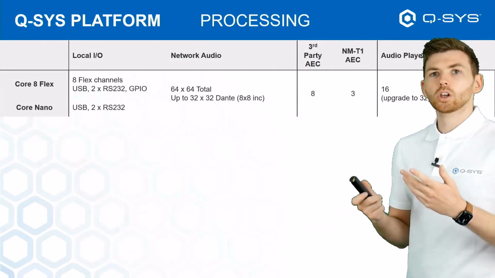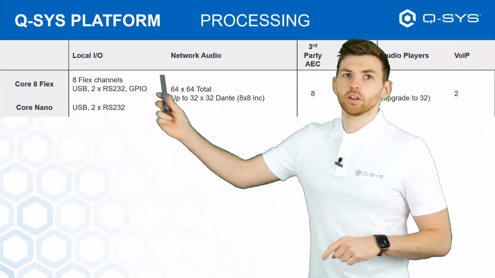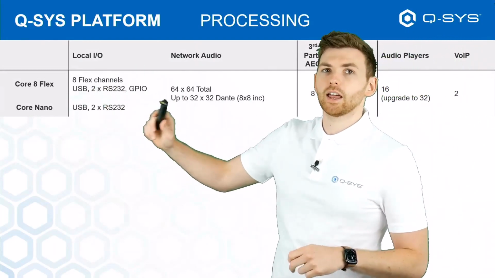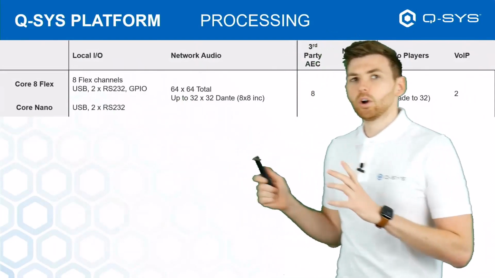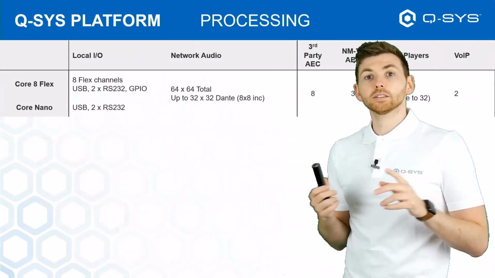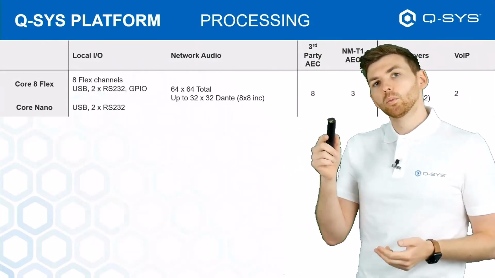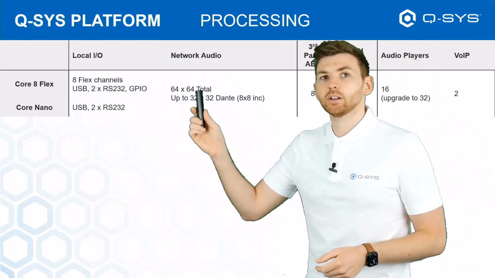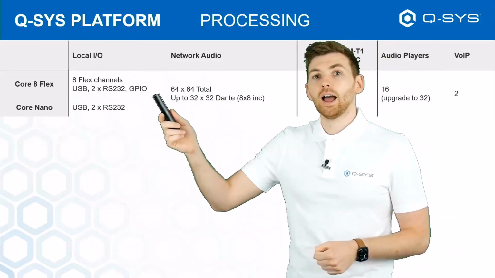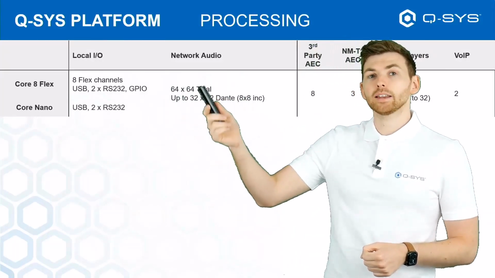Okay, so local I/O, we've talked about that quite a bit. We know that that's different between the 8 Flex and the Nano because of the Flex channels. Now, network audio, we said that there's 64 channels by 64 channels total. Okay, but we haven't talked about Dante. So that's going to include QLAN channels and AES67 channels and Dante.